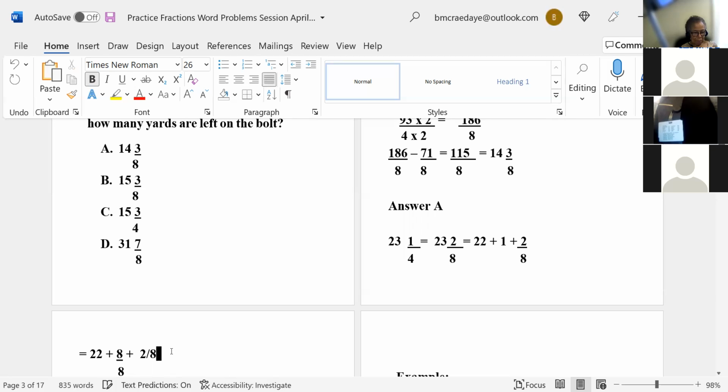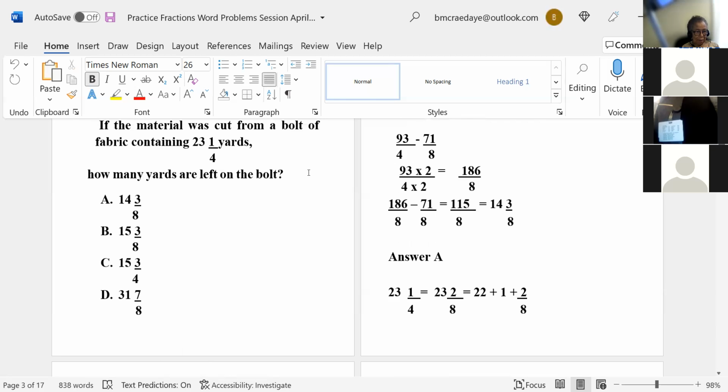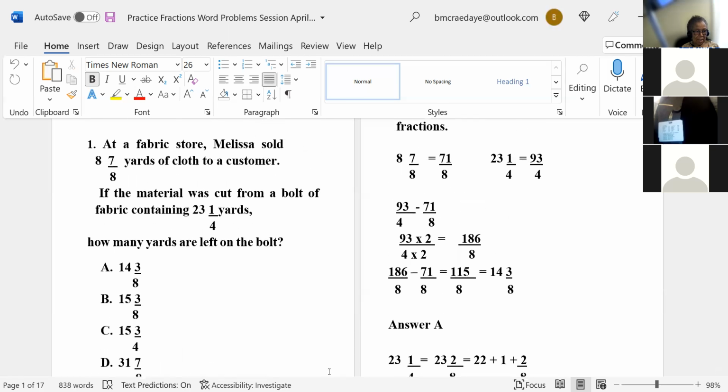22 plus 8 over 8 plus 2 over 8. What is that equal to? It'll be 22 and what? 8 over 8 and 2 over 8, 8 and 2 is 10, so that'll be 10 over 8. Right, and so that'll be 10 over 8. So now I have 22 and 10 over 8, and I can subtract my 8 and 7/8 from it.